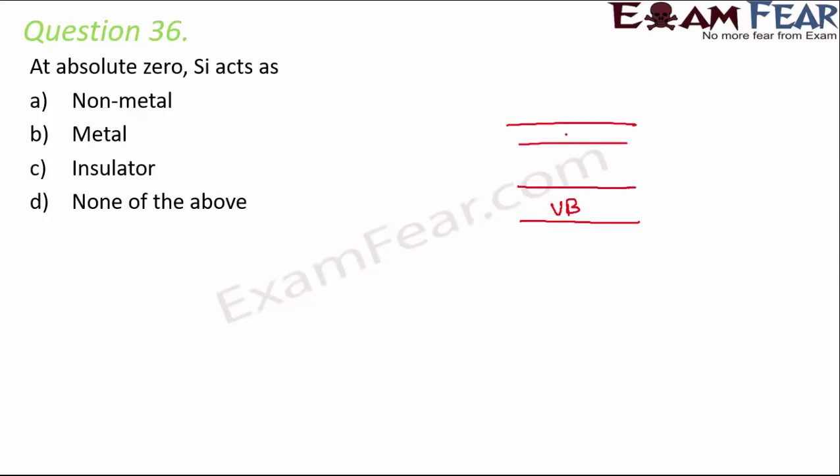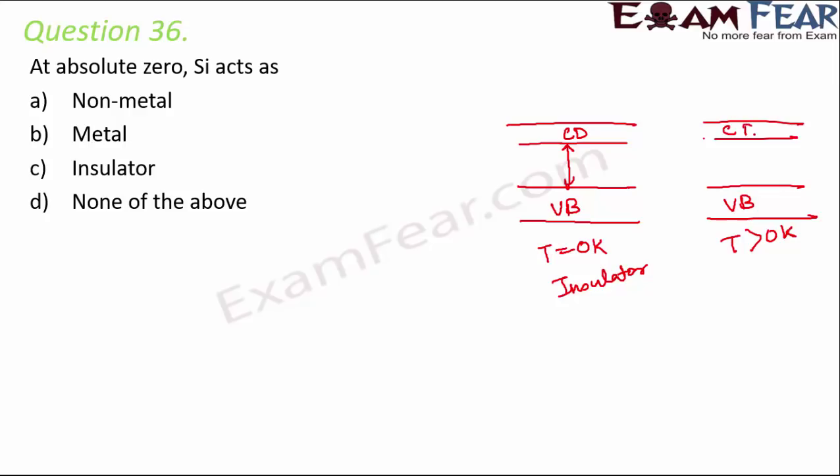So let's say this is the valence band and this is the conduction band, there is some gap in case of silicon also. So at absolute zero, it behaves like an insulator. But when the temperature is greater than 0 Kelvin, what happens? The electrons are able to jump from the valence band to the conduction band, and as a result it behaves like a conductor, and that is why it is called a semiconductor. So at absolute zero, it behaves like an insulator, that is option C.